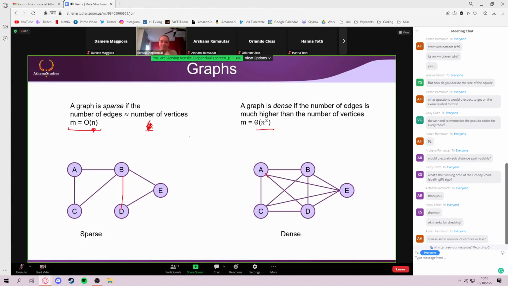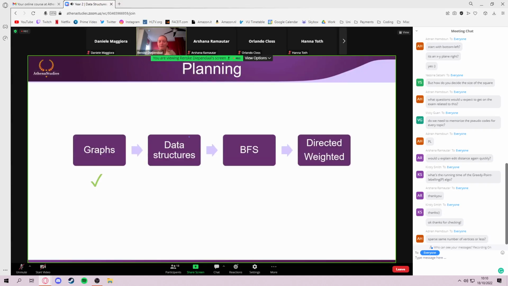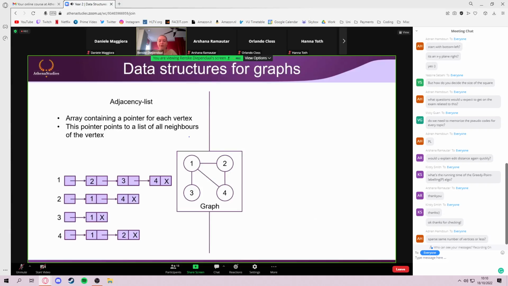So that's graphs very quickly. And we'll see what we can do with these graphs. So we need to store a graph. We have several data structures that we use. And the first one is an adjacency list. This is pretty much an array, and it contains a pointer for each vertex. So over here we have 4 vertices, 1, 2, 3, and 4. And then for each one, we also make a list of all of the neighbors of the vertex.